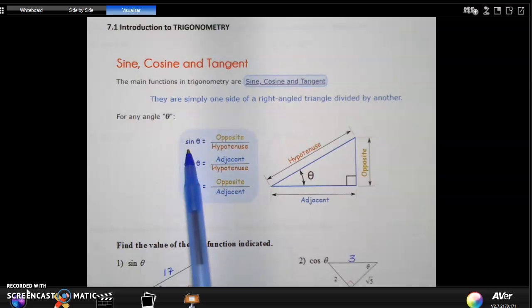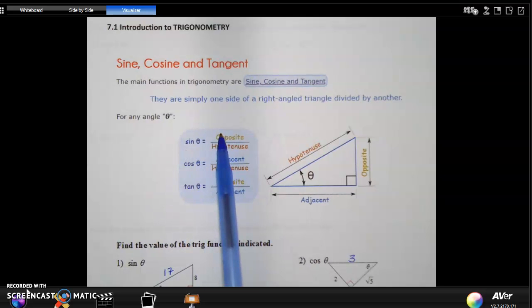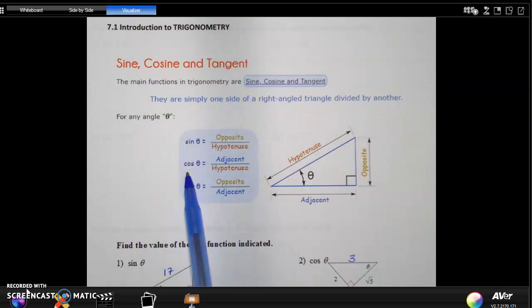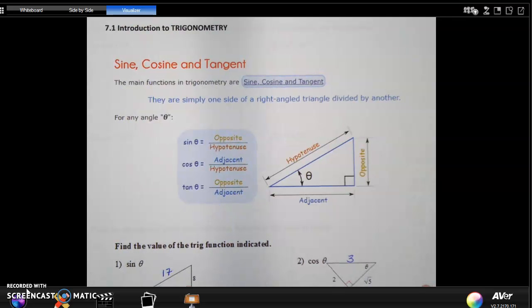So the sine of an angle is the opposite side over the hypotenuse. The cosine of an angle is the adjacent side over the hypotenuse. The tangent of an angle is the opposite side over the adjacent side. So the first thing you want to make sure that you're comfortable with these is how to know which side is which. So your angle can be in any of three places in the triangle.